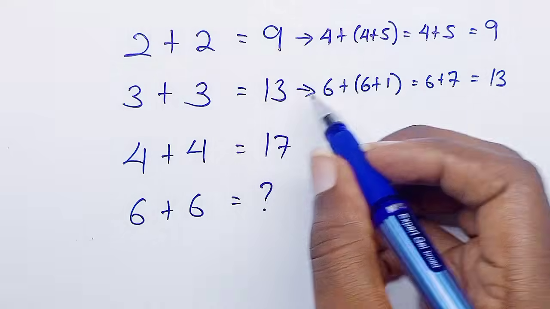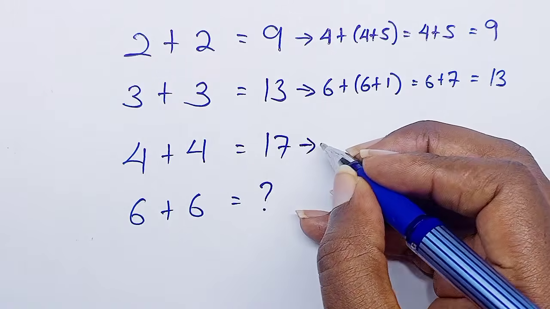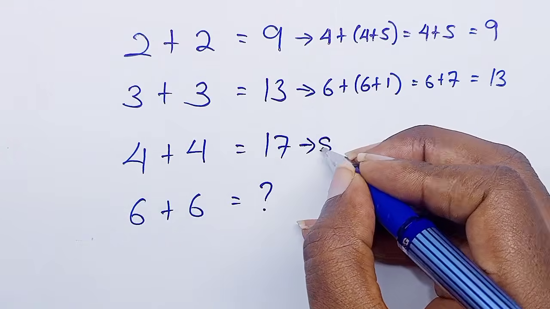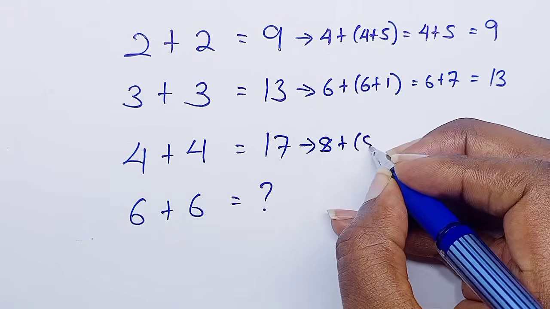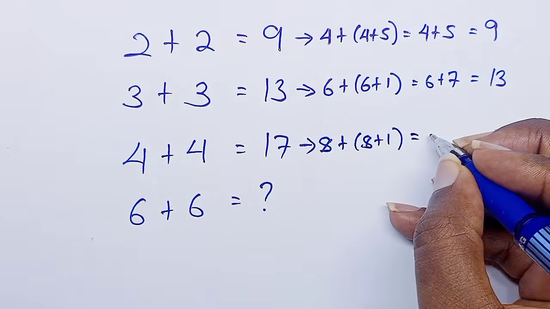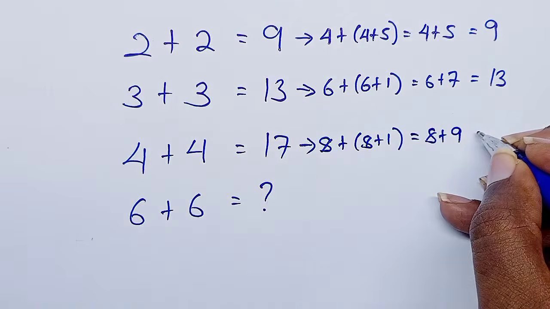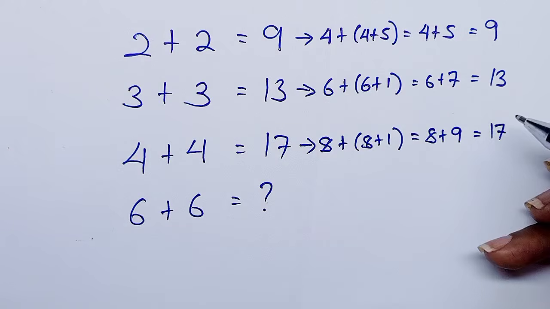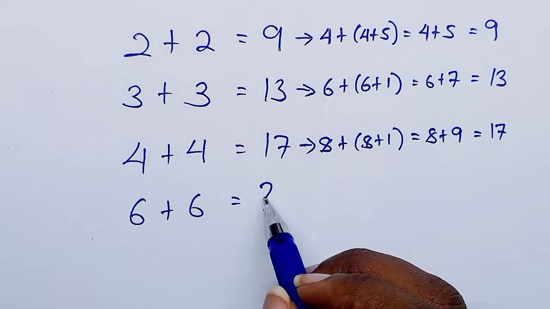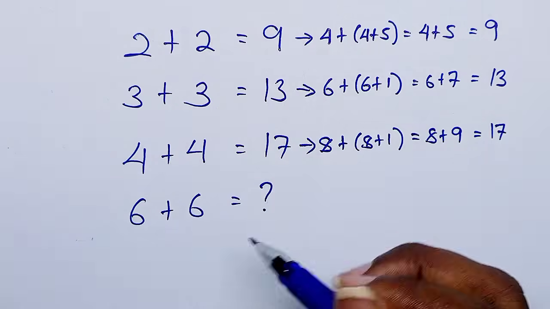That means also this follows the same logic. 4 plus 4 is 8. Then add the 8 to its successor, which is 8 plus 1, which will be 8 plus 9, which is equal to 17. Okay? That means also this follows the same kind of arrangement to get the answer.